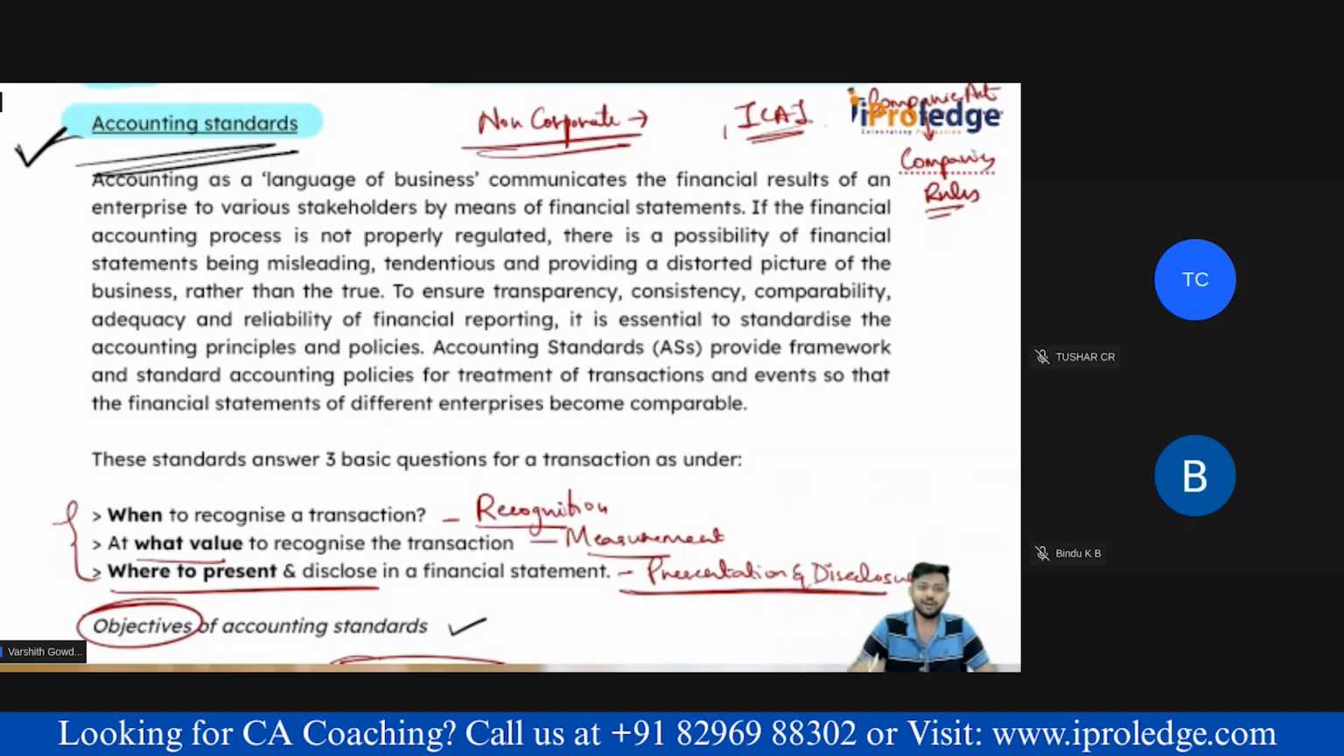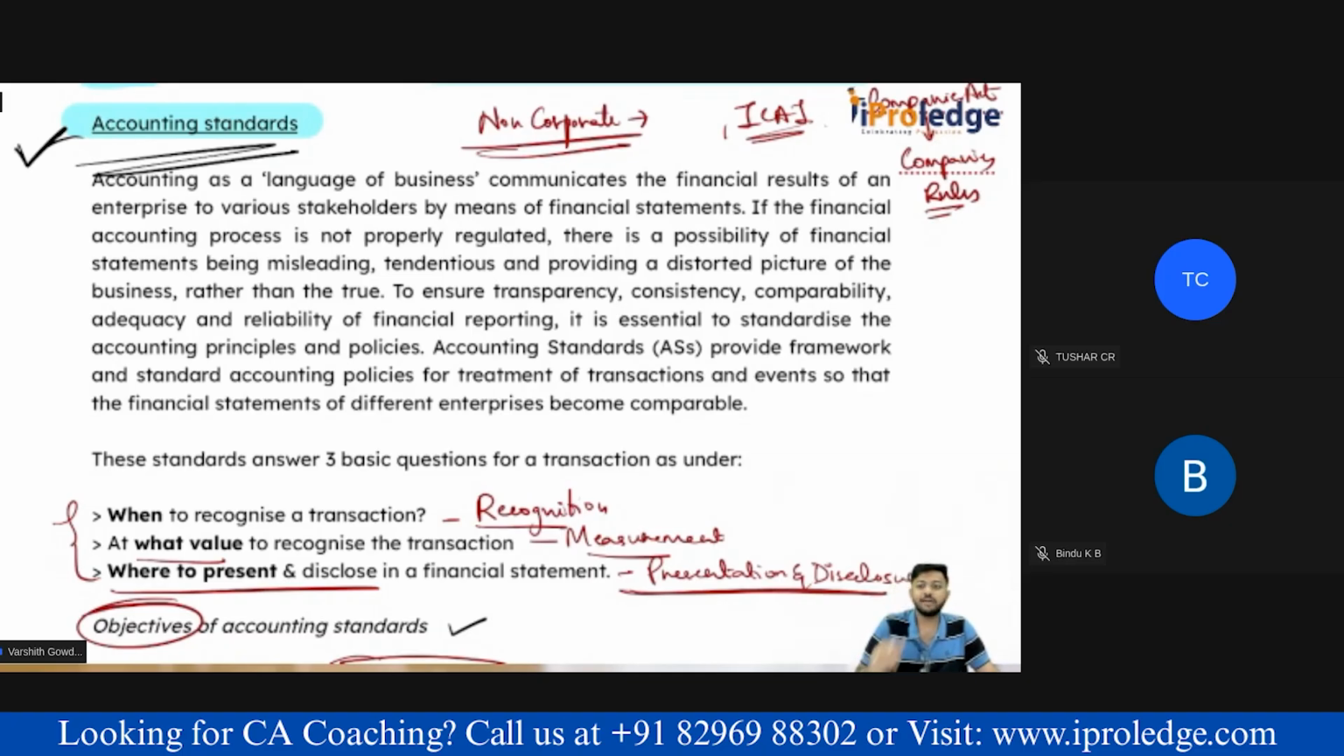IFRS is for the global level. Now in my example, what happened? One business is there in one direction, north, east, west, south. What if there is a business in Japan, a business in Africa, a business in America? I am an investor who wants to invest. Then I should ensure that all of them are following the same standard. How to do that? Within India, we have accounting standards. What to do at the global level?